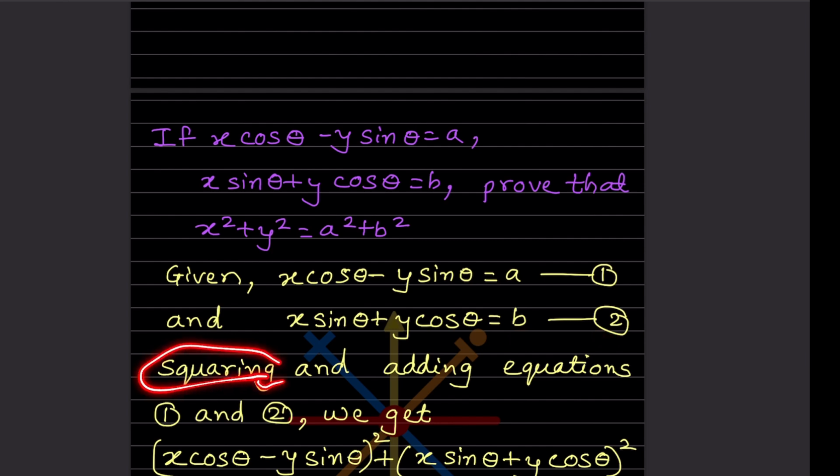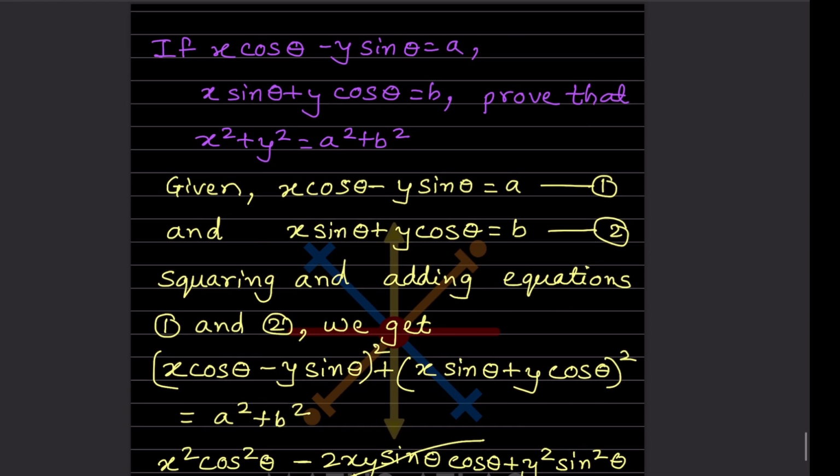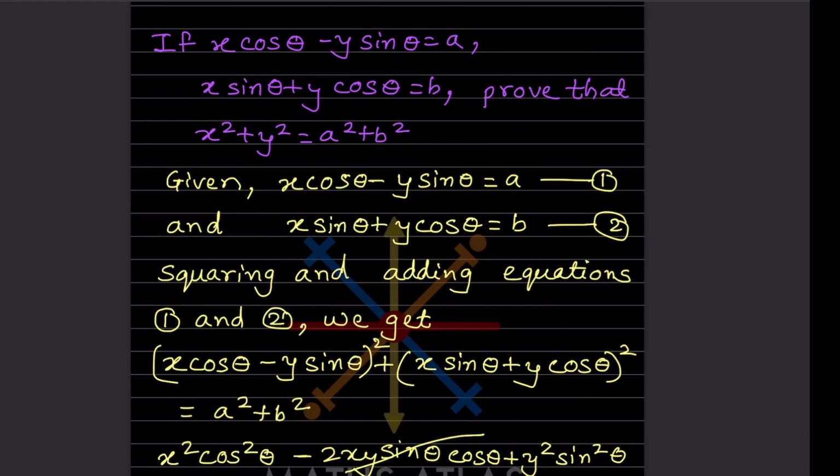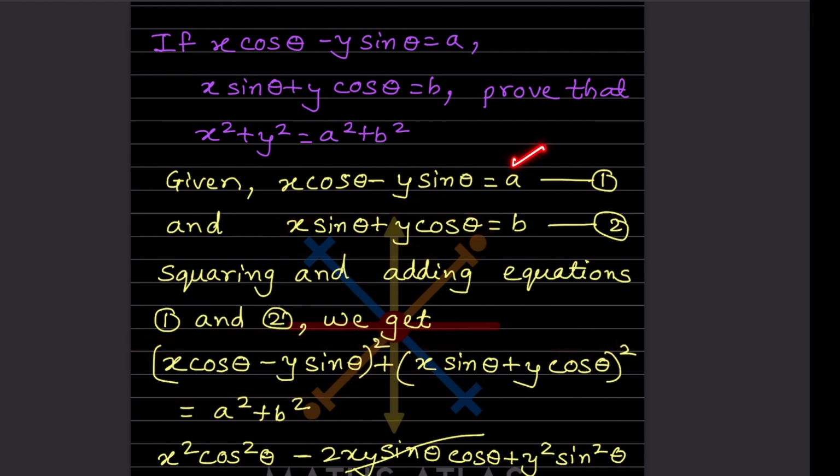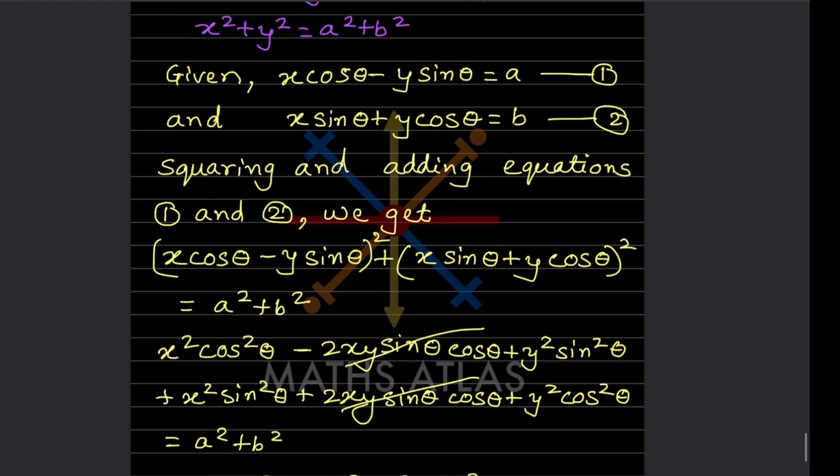So what will you do here? Squaring and adding equations 1 and 2. We take the left hand side of the first equation and square it, then take the left hand side of the second equation and square it, and on the right hand side we add A square and B square. Now look here, this is the formula for A minus B whole square, that is A square minus 2AB plus B square.